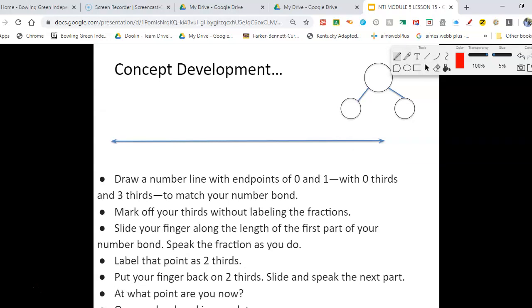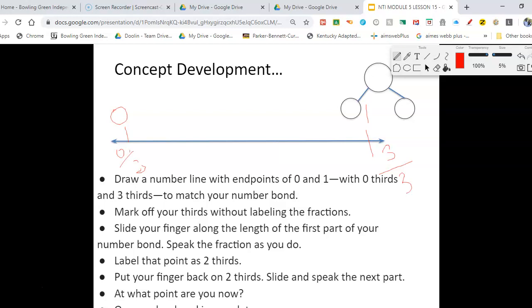So now we are ready to draw the endpoints on our number line. So I want you to label your endpoints 0 and 1. So we have 0 and we have 1. So label those endpoints. And I want you to put 0/3. Go ahead and write 0/3. And over here, I want you to write 3/3.